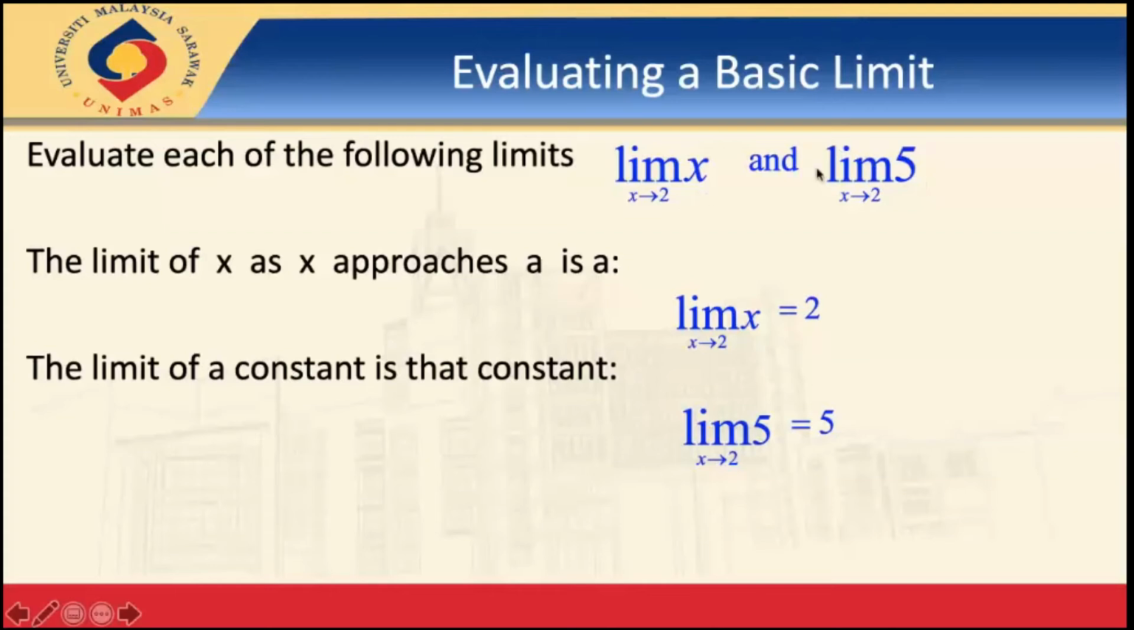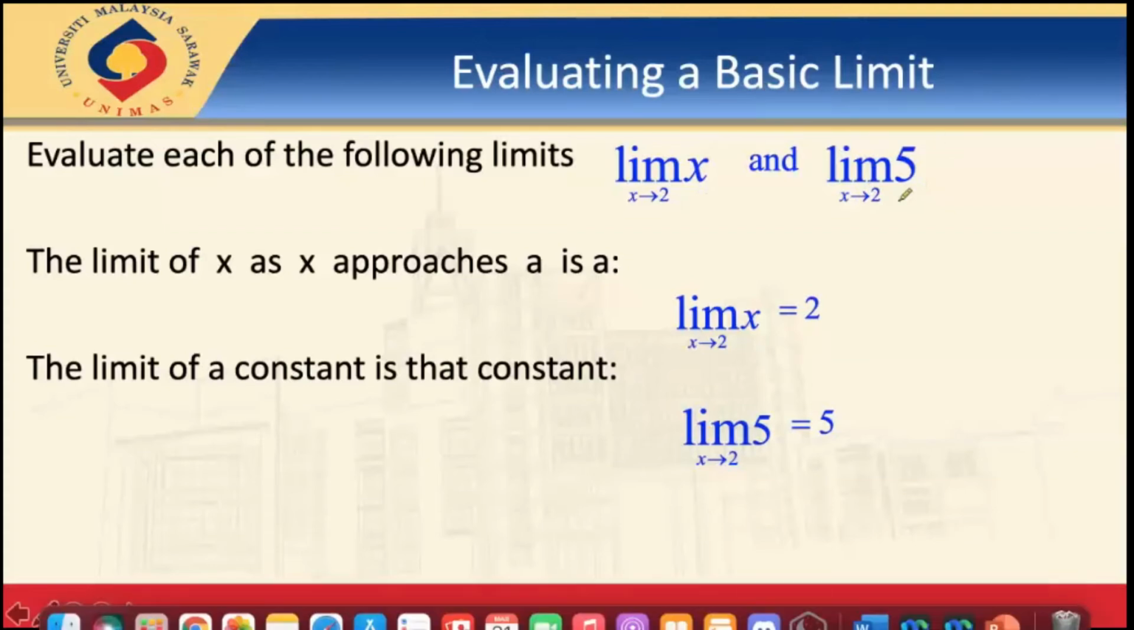The second function, limit as x approaches 2 of 5. So here f of x is a constant value, meaning in this case, if you give any value which is near to 2, the output will be 5. So any value like 1.8, 1.9, 1.99 near to 2, the output will be 5. So it's a constant type of function.